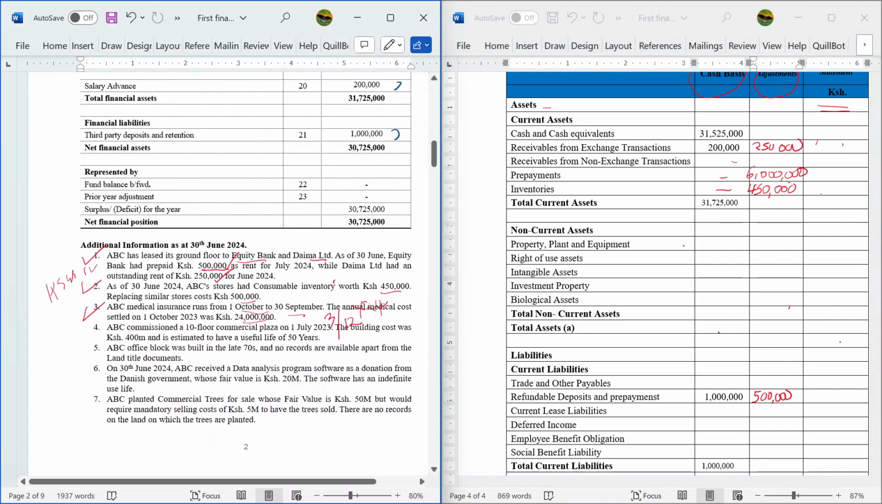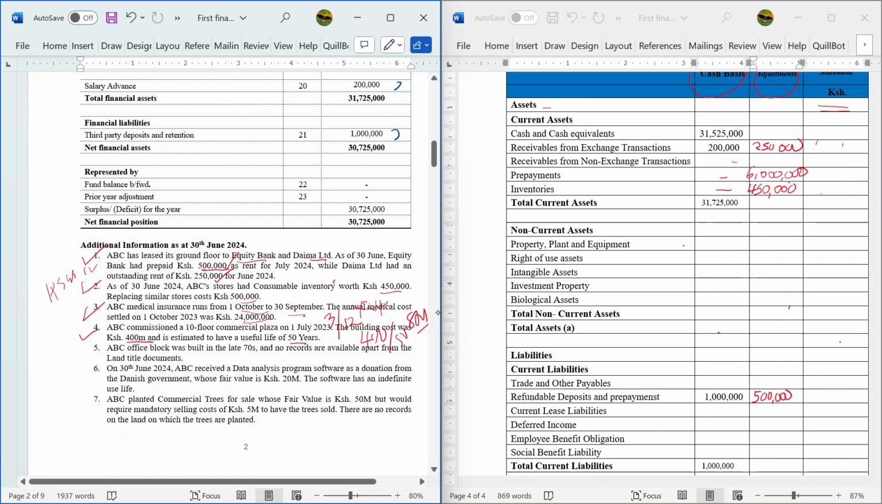ABC Commission, 10th Floor Plaza, July 1st, 2023. The building cost was Kenyan shillings 400 million and has a useful life of 50 years. So 400 million divided by 50 is 8 million. So the depreciation is 8 million. This is an investment property.